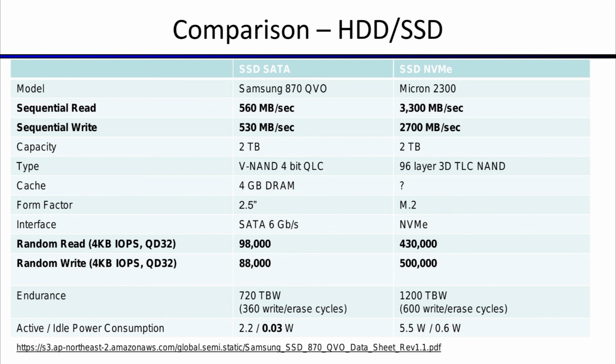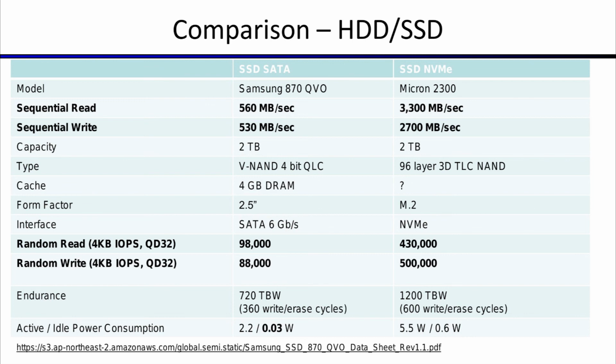It is as well a 2 terabyte drive. The Micron one has advertised 96 layers, 3D technology, triple level cell NAND. I couldn't find the cache, they didn't write about it. But it does also come in a form factor which is an M.2, goes into a much smaller area. Now that you don't care about the SATA interface, you also don't care about the 2.5 inch enclosure. So the NVMe drives are coming in different form factors.